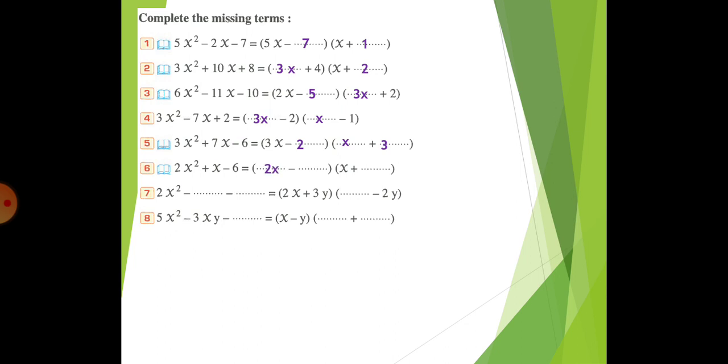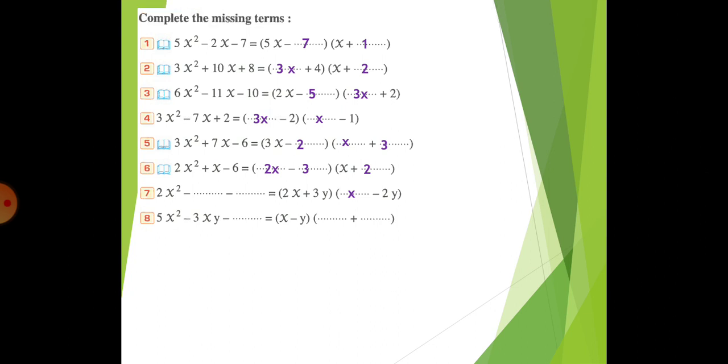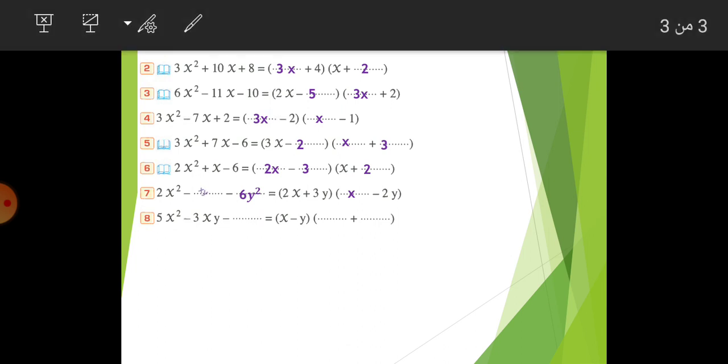What about 6? 2 times 3. We can't put 2 behind 2, so it will be 3 times 2. 2x over 2 will be 2x times x. 3y times 2y, negative 6y power 2. If you want to find the product of extremes, 2x times negative 2y, negative 2xy. 3xy, it will be negative xy.